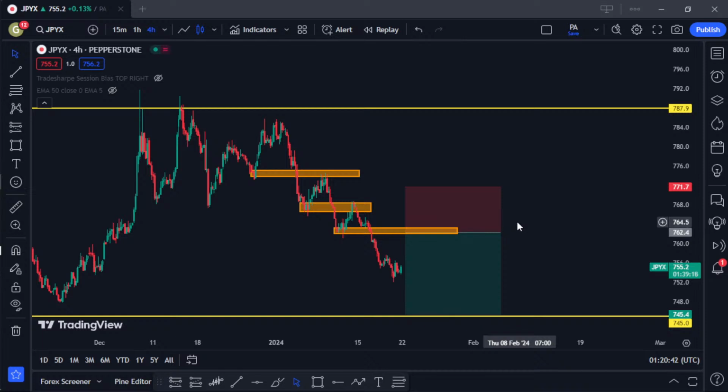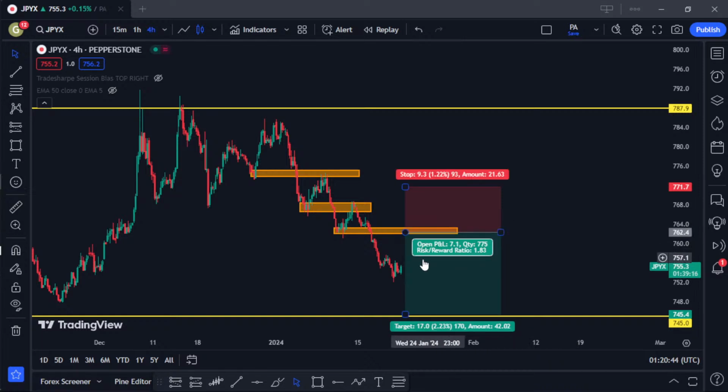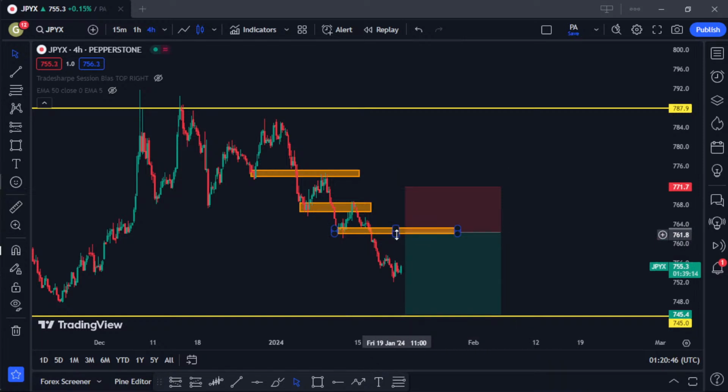So this is the opportunity we are looking for in this market. We wait for this market to pull back to this area, and then we are going to place a sell order.